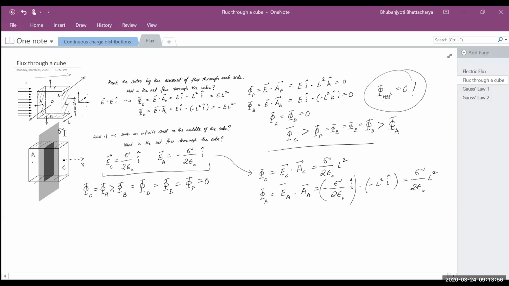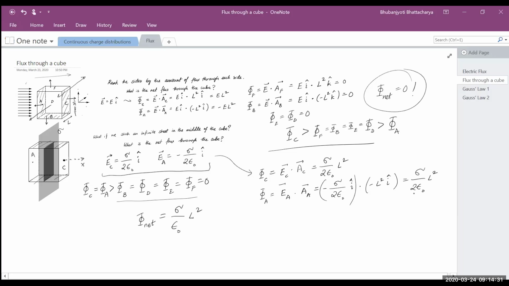So what happened is that if I put an infinite plate in the middle of a cube, rather than just having a constant electric field, suddenly the fluxes don't add up to 0 anymore. There is actually a net flux. If I now add all of these fluxes, phi net is going to turn out to be equal to, B, D, E, F still contribute 0, but these two together contribute something that looks like sigma over epsilon 0 L squared, because the 1/2 plus the 1/2 gives you a 1.